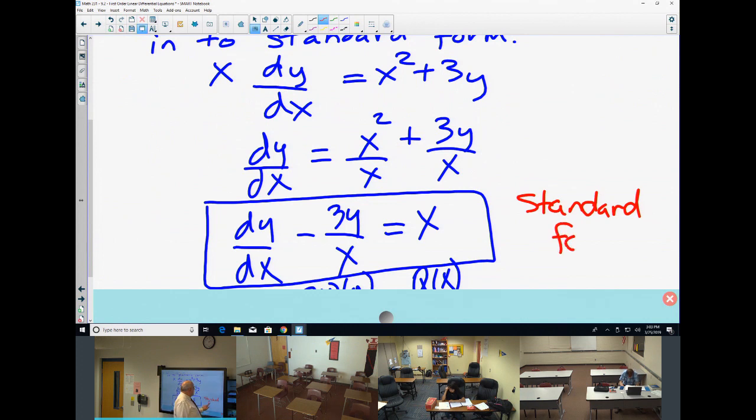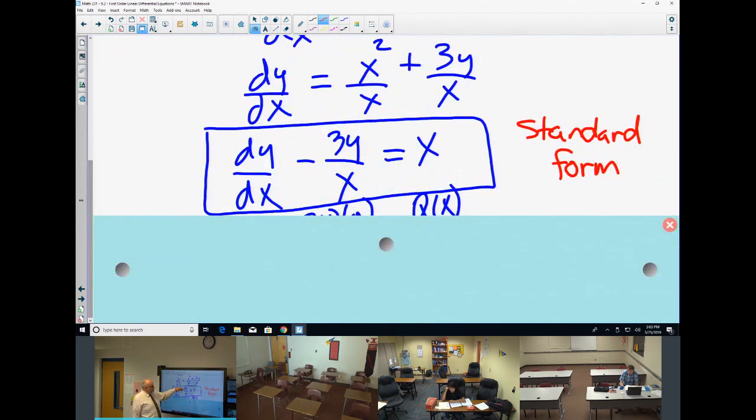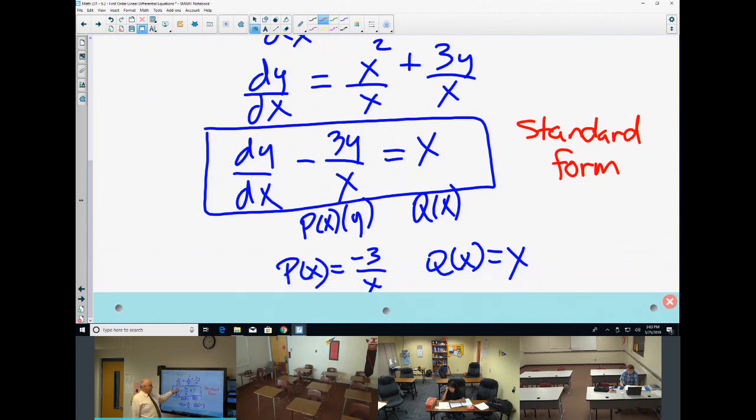All right, so the next thing we want to be able to do is write the p of x and the q of x. So the p of x is the function of x in front of the y. So just sort of ignore the y, and so p of x is just going to be negative 3 over x. And then the q of x is what's over here, and so it's just x. Okay, so standard form, and then here's the p of x, and here's the q of x. But you have to put it in standard form first. All right, so go ahead and try practice 1.